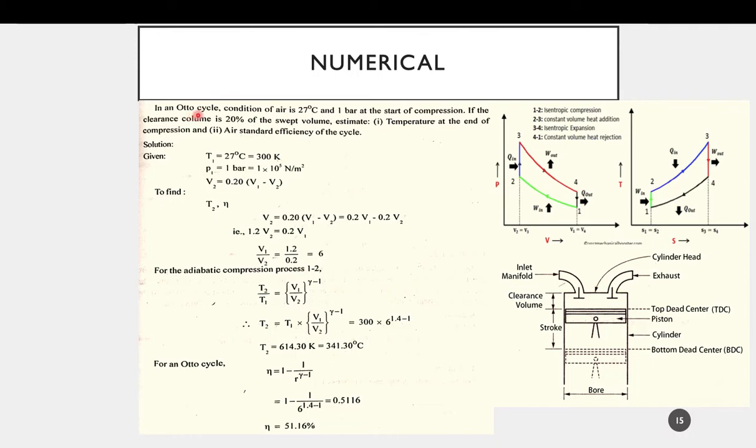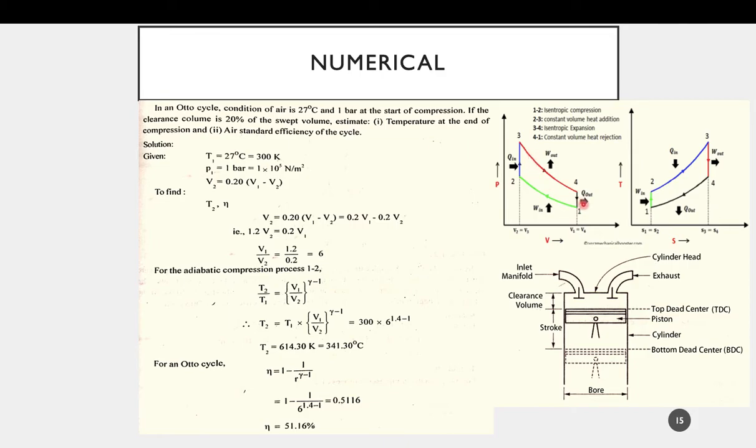Since in the question the cycle is given as an Otto cycle, the best way to solve the problem is to always draw the PV and TS diagram. First you identify the cycle, and then you draw the PV and TS diagram of the cycle. So since it is an Otto cycle, we can draw the pressure-volume and temperature-entropy charts of the cycle. It is a constant volume cycle.